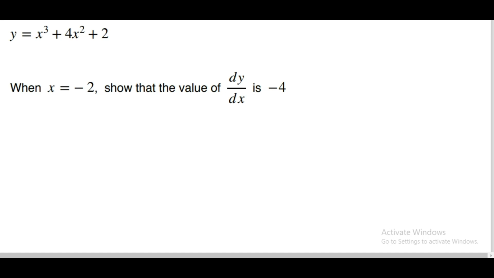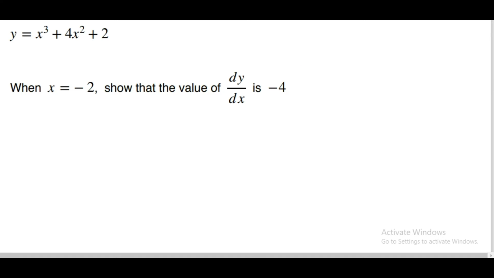The next question: y equals x to the power of 3 plus 4x to the power of 2 plus 2, when x equals negative 2. Show that the value of dy by dx is negative 4. This question is the same as the last question, but in the last question he said find the value, so we do the steps and find the solution, and we won't know exactly whether the solution is correct or false. But here it's the same idea and the same steps, but before solving we know that the answer we have to get is negative 4.